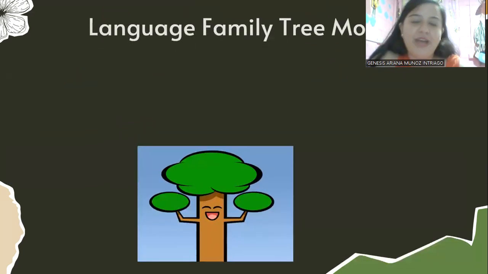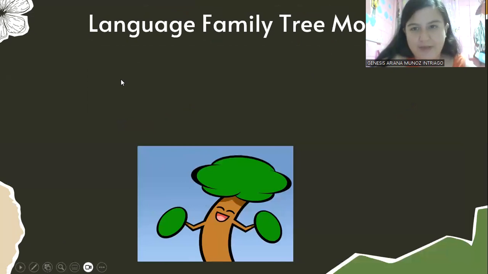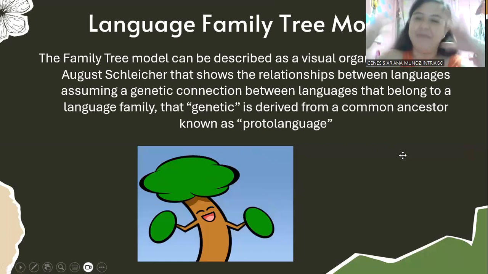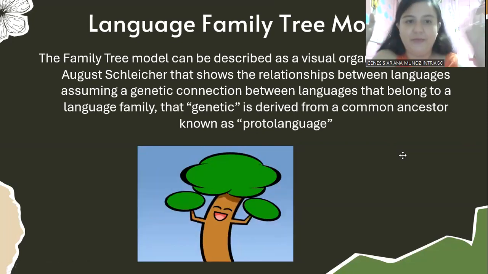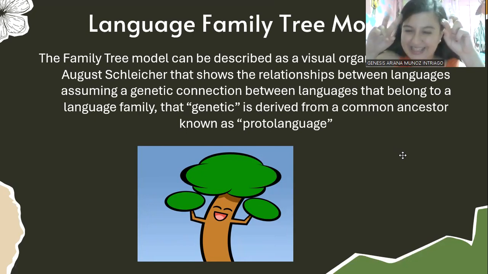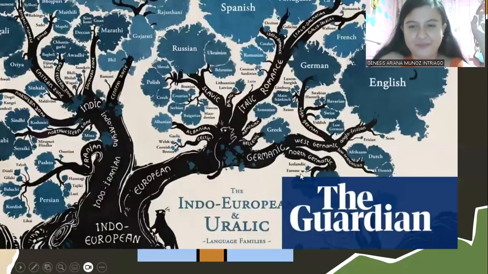Okay. Then we have the language family tree model, okay? The language family tree model is basically a visual organizer created by August Schleicher that shows the relationship between languages, assuming a genetic connection between them. And with genetic connection, we are talking about proto-language, okay? They share the same proto-language. So he created a visual organizer to explain that in a better way.